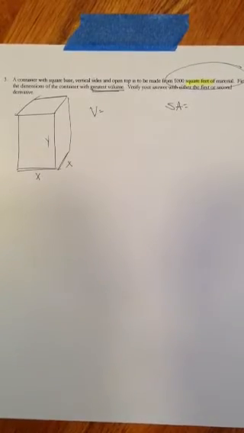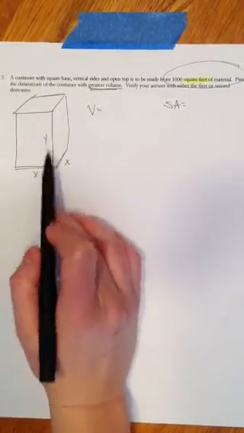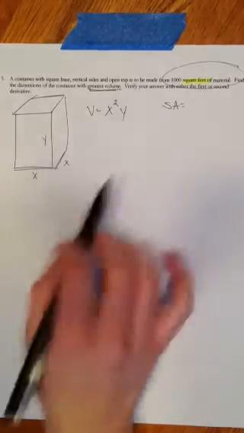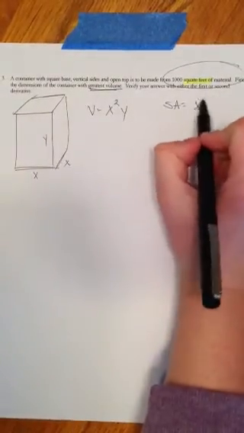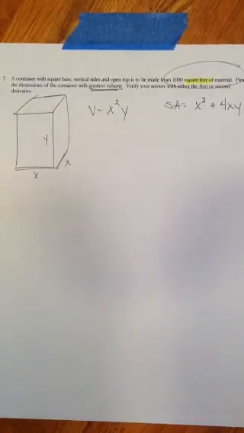Okay, hopefully you hit pause and came up with your formulas yourself. Volume should be length times width times height, x squared y. Surface area is just the area of all the sides added together. And the bottom would be x squared. There's only one because it's an open top, plus 4xy, which is the area of each of the sides.